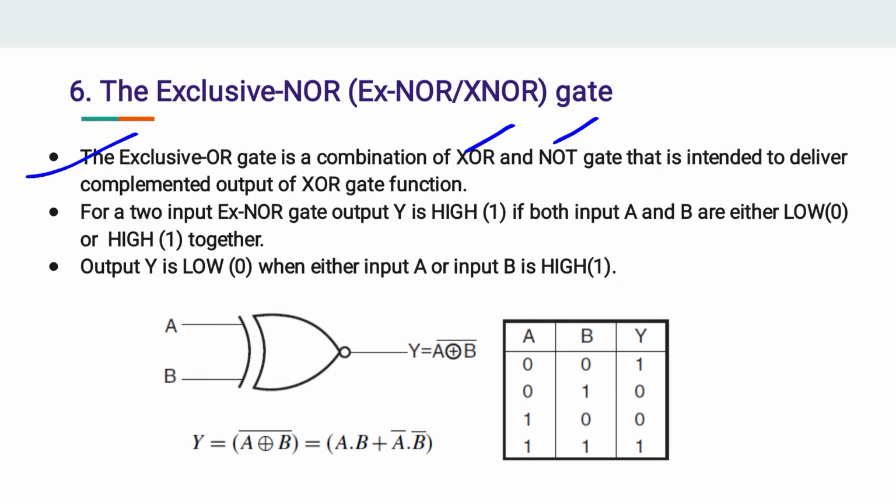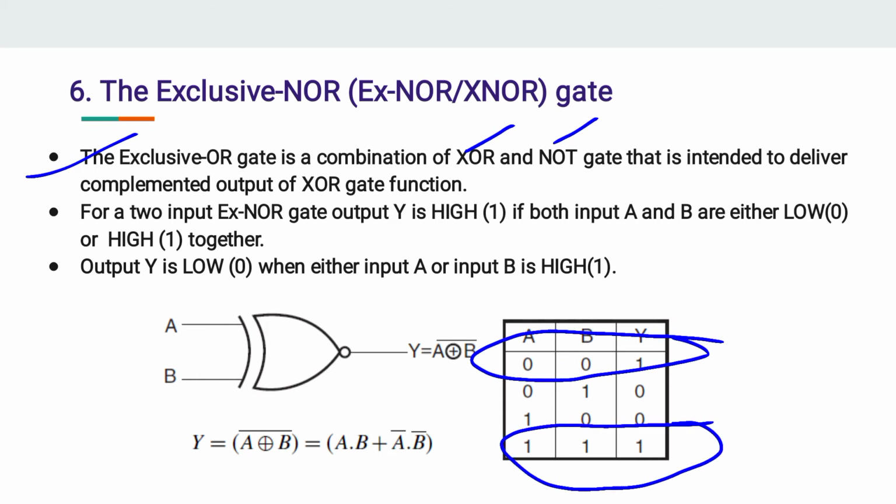Then according to this, the output is high only when both the inputs are low or high.